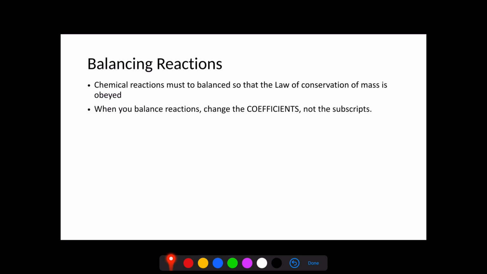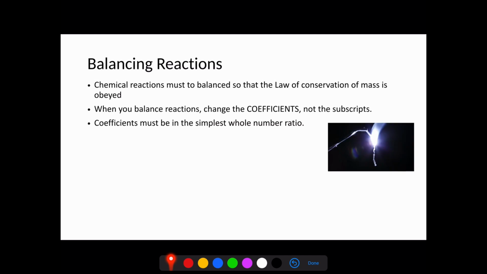When you balance reactions, remember you have to change only the coefficients, meaning the numbers that come in front of the chemical formula. You don't change the subscripts, okay? And another thing you need to remember is the coefficients must be in the simplest whole number ratio after you balance a reaction. So here we have a reaction of magnesium wire burning, okay? Burning means it is reacting with oxygen in the air. Remember, oxygen supports combustion, okay?